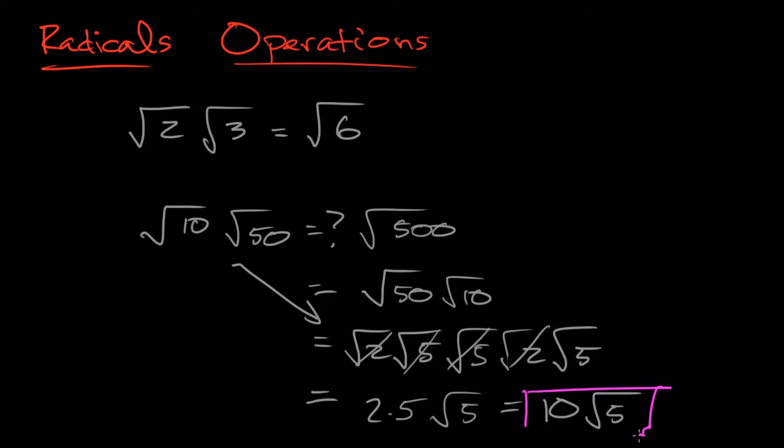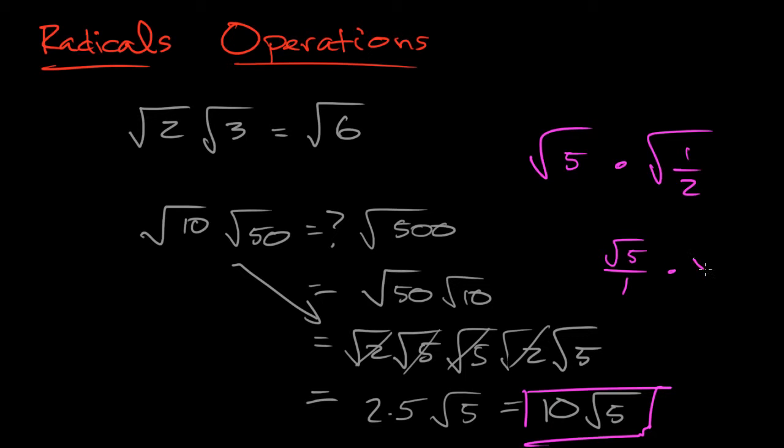Okay, so multiplying radicals, we use similar rules that we've already been using. The product rule is important when we're multiplying radicals. And we'll probably also need to be able to do the quotient rule. For example, if I wanted to multiply 5 times the square root of 1/2, well, I might have to think about this as the square root of 5 over 1 times the square root of 1 over the square root of 2.